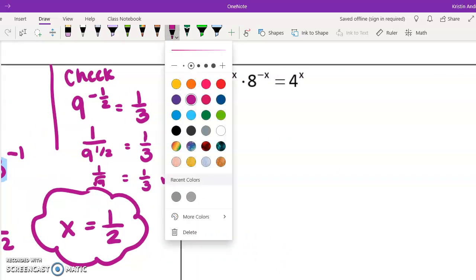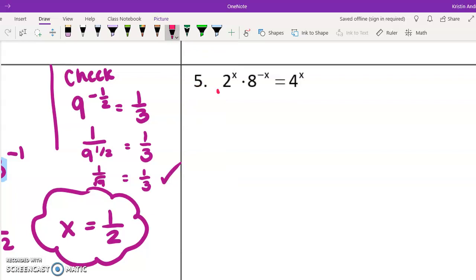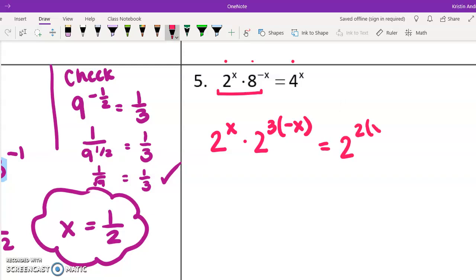Okay, on 5, it's a lot going on here on the left-hand side. So I'm going to need to get that all together and combine it. I'm looking for a common base between 2, 8, and 4, and the common base is a 2. So this is 2 to the x. 8 is 2 cubed, or 2 to the third. Keep your original power in parentheses. And then 4 is 2 squared. Keep your original power in parentheses.